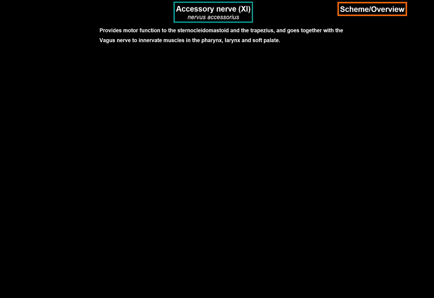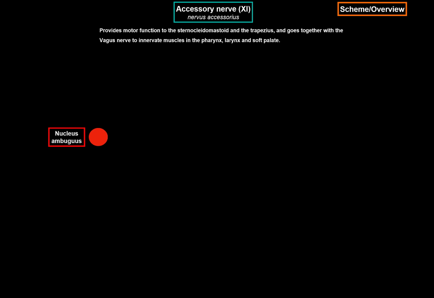It provides motor functions to the sternocleidomastoid and the trapezius, and it goes together with the vagus nerve to innervate the muscles of the pharynx, larynx, and soft palate. So it's accessory to the vagus nerve. We got two motor nuclei.